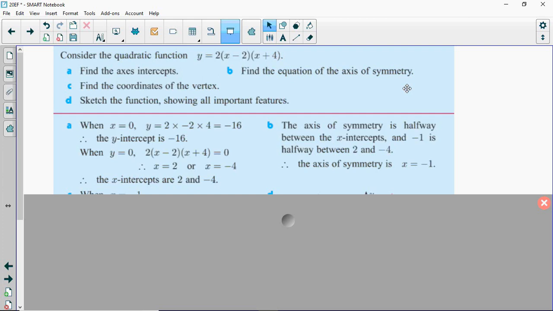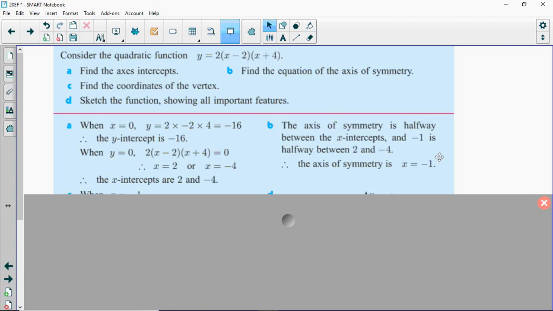Anyway, the axis of symmetry. In this case, since we don't have a, b, and c, we're not going to use the negative b over 2a trick, but instead, the axis of symmetry is going to be in between the two x-intercepts. Our two x-intercepts were negative 4 and 2. So if we add them together, we get negative 2, and take half of that, we get negative 1. That's the average of 2 and negative 4, and that is the axis of symmetry.